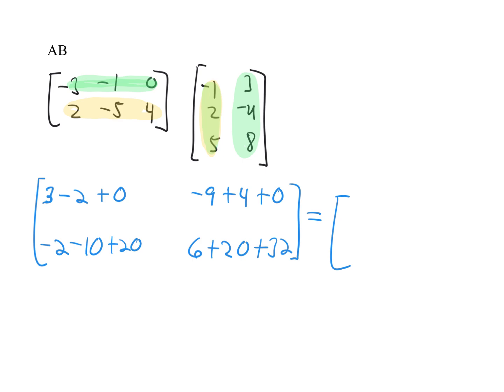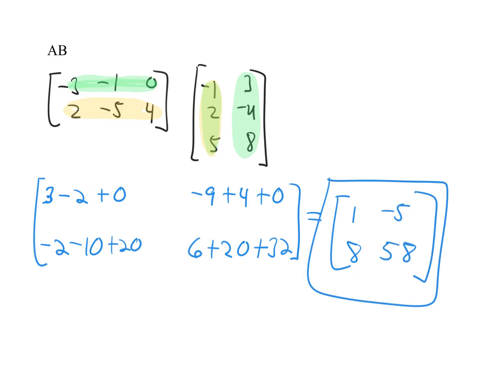All right, 3 minus 2 plus 0 is going to get you 1. -9 plus 4 plus 0 is -5. -2 minus 10 plus 20 is 8. And 6 plus 20 plus 32 is 58. And then so this is your answer. Your final answer is a 2 by 2 matrix.